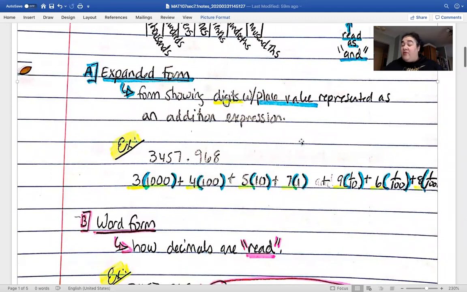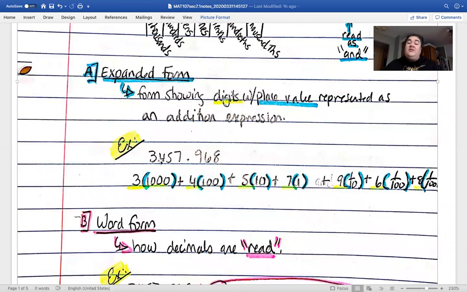Now, you may be very familiar with expanded form from our earlier discussions on place value, but officially expanded form is showing digits, that's why I've highlighted that part in yellow, with the place value that they represent as an addition expression. So for example, the same decimal that we were talking about here, if we were to write it in expanded form, we would take the digit 3 and show that it's being multiplied by the place value where it's in, which is the thousands place.